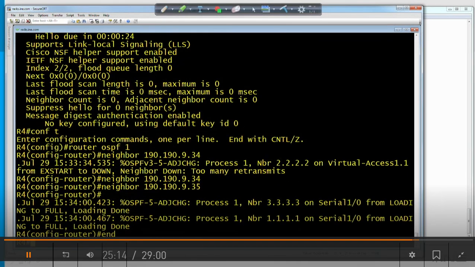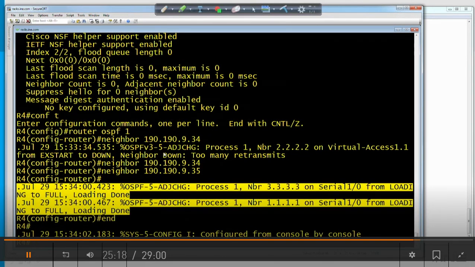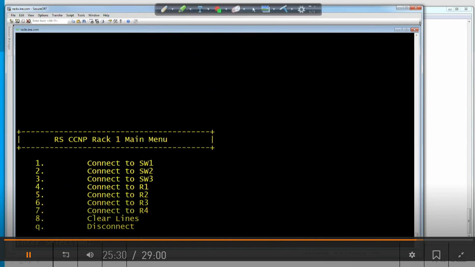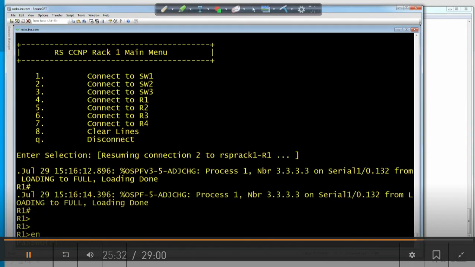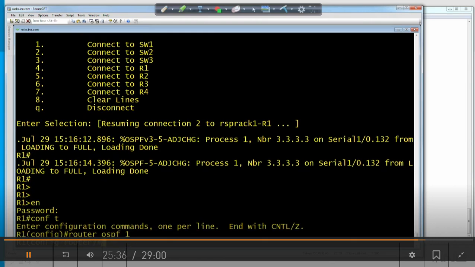Now it's not, actually there it is. Look how fast that was. So my neighbor relationships went up. Okay, so to get 3 and 1 to recognize each other, I have to choose one of them. I'll just go to router 1, and I'll configure a neighbor statement on him, just pointing to router 3.